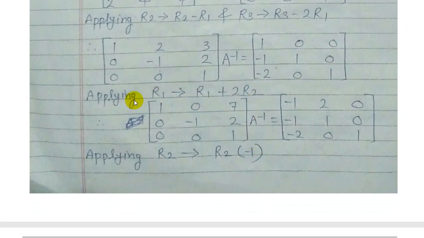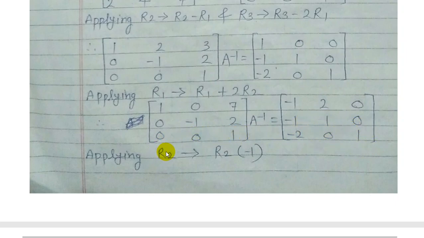So applying R1 changes R1 plus 2 R2. So we get here first column as it is 1 0 0, and first row will be here, this will be 0 because of 2 minus 2, and here 3 plus 4 that is 7, and the second row unchanged, third row unchanged, into A inverse equals, here this will be minus 1 and this is 2 and this is 0, minus 1 1 0, minus 2 0 1.